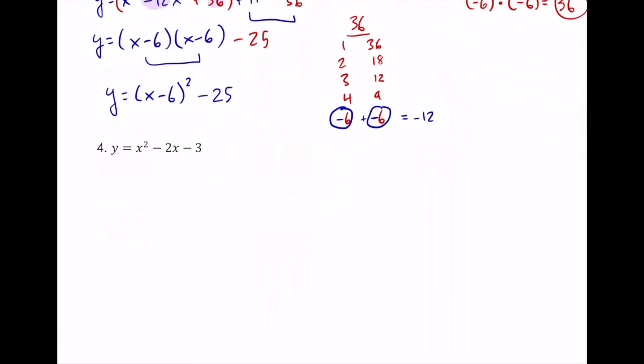All right, for number 4, I'm pretty sure that you could try this on your own now. So give it a shot on your own. Keep in mind that that b value is going to be negative here, and then you can check back to the video to check your answer.